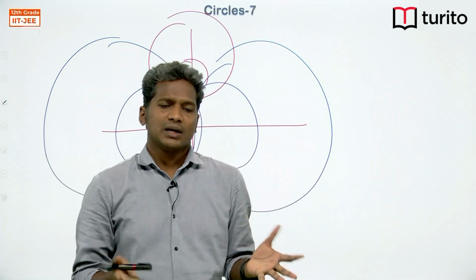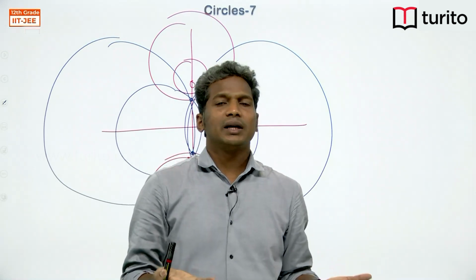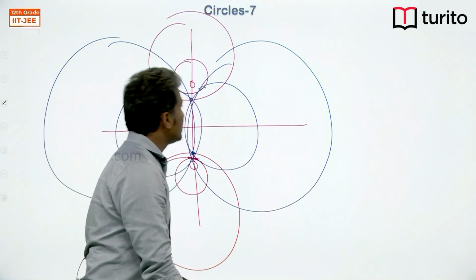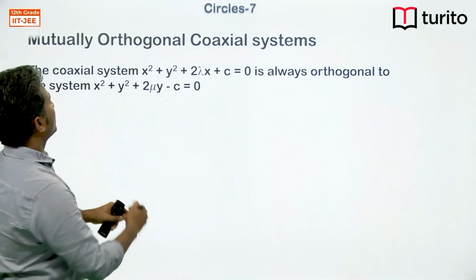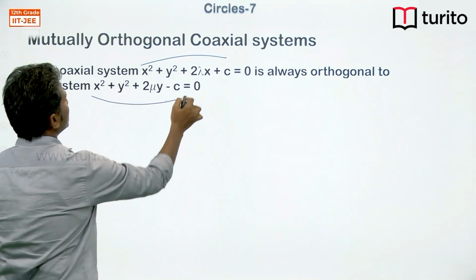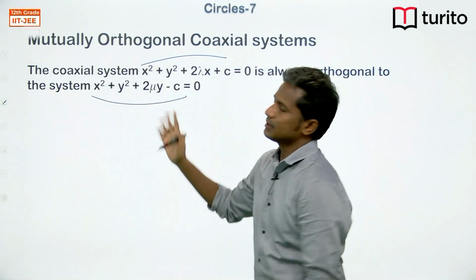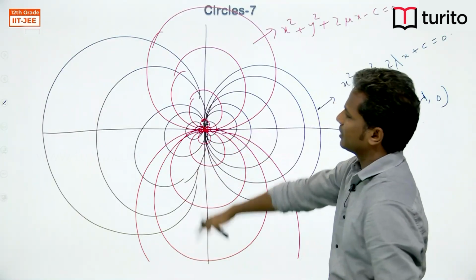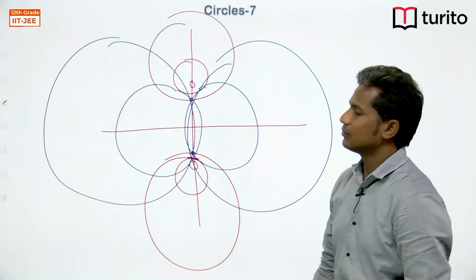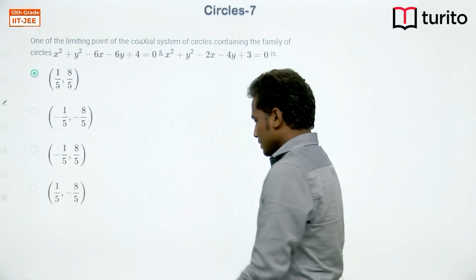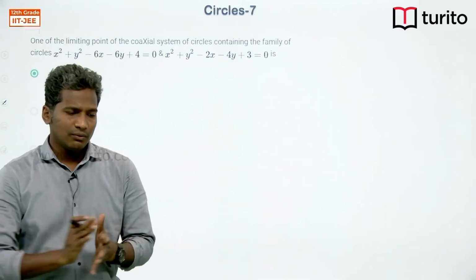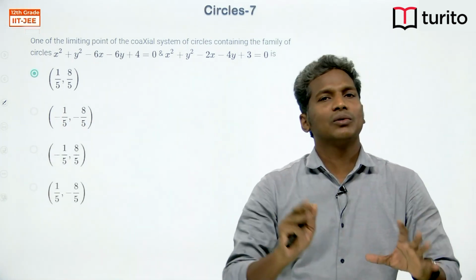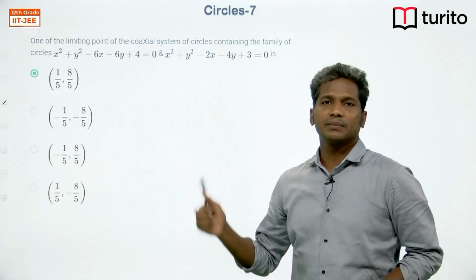You can remember that for every family, there exists an orthogonal family. Now, for the family which is written in this equation, there exists another family which is orthogonal, which comes in this form. You can only remember this part. So this is all just for rough work and rough idea of how the geometry will lie. Now that we have understood what are limiting points, what are the coaxial system, and how they look, we can solve some basic problems on this.